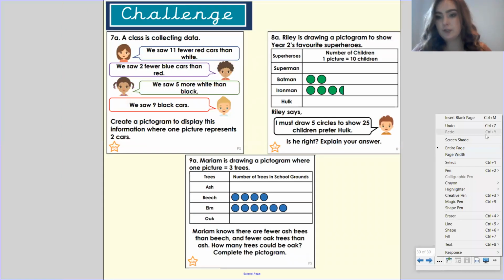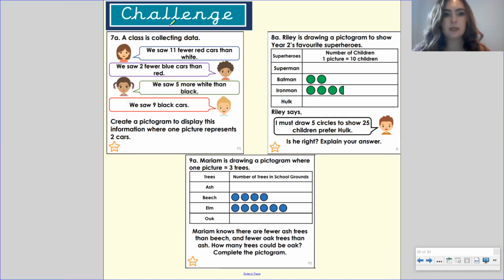And the challenge. So let's get my highlighter out. A class is collecting data. This girl says we saw 11 fewer red cars than white. This boy here says we saw 2 fewer blue cars than red. This girl says we saw 5 more white than black. And this boy says we saw 9 black cars. You need to create a pictogram to display the information here, where one picture represents 2 cars. That's your key.